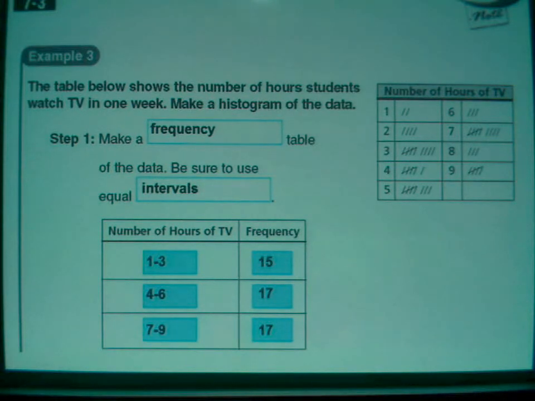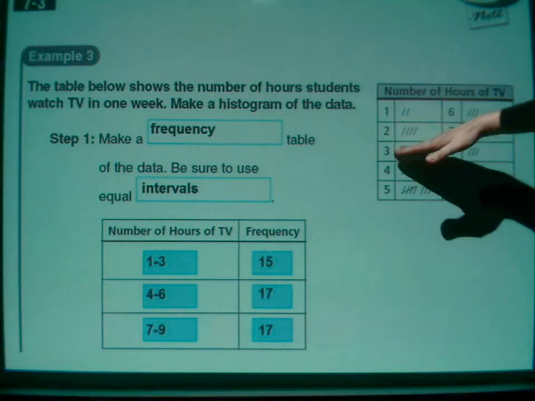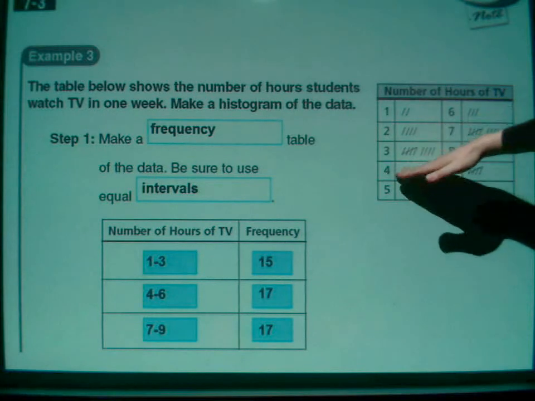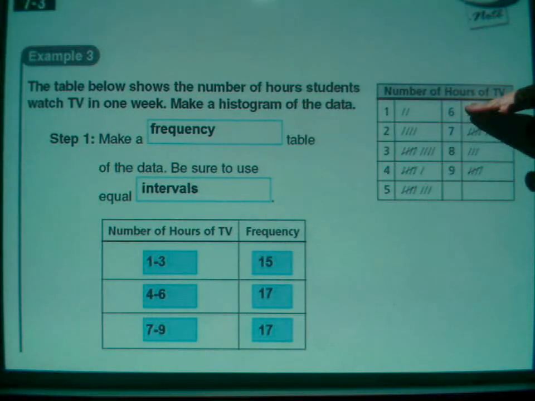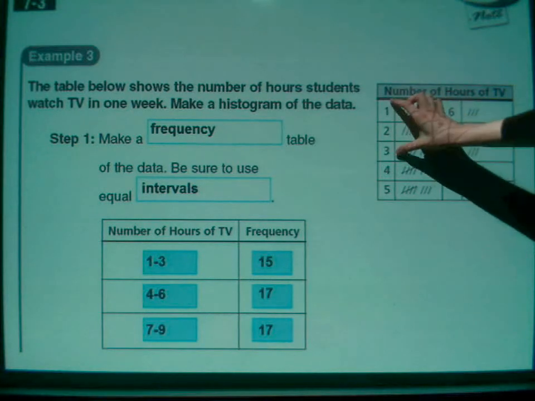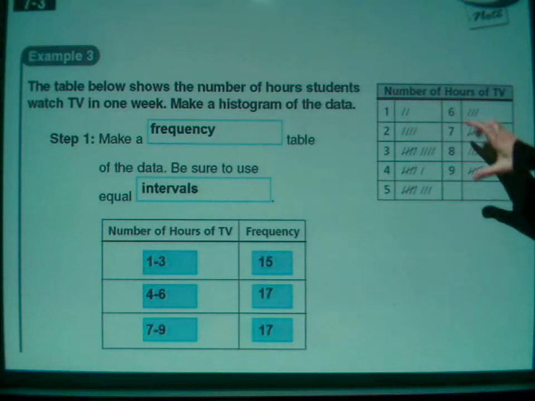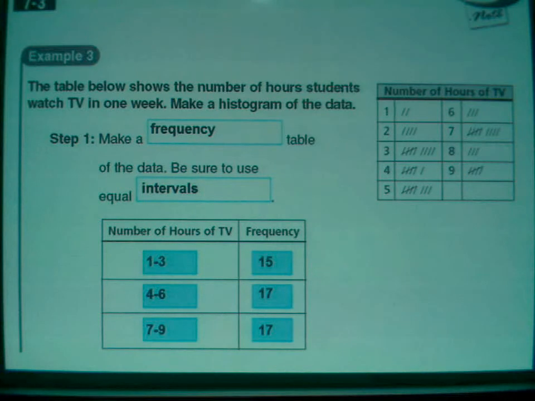So the table shows the number of hours students watch TV in 1 week, and we're to make a histogram of the data. So remember, when we make a frequency table, which is what they're talking about in step 1, we need to do that with even-sized intervals. And as you can see, what they've chosen here is the 1 through 3 group to be one set, the 4 to 6 group to be a second set, and the 7 to 9 group to be a third set.